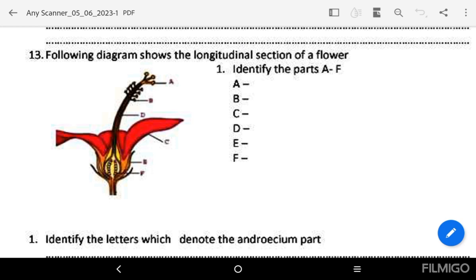Let's see. What is part A? Part A is the stigma. Part B is the stamen. C denotes petals. D, style. E, sepals. And F is the ovules.